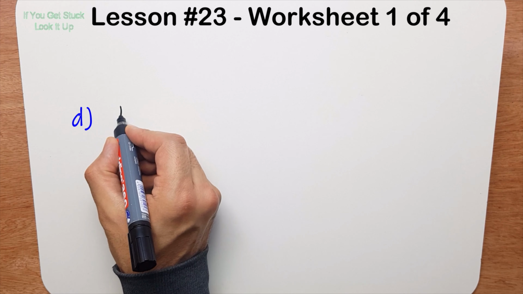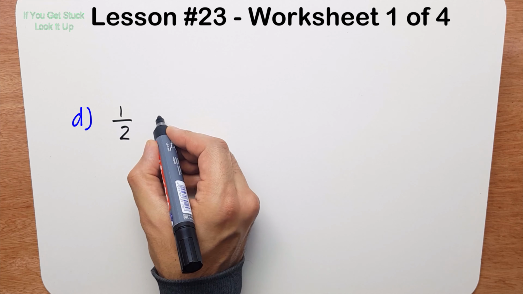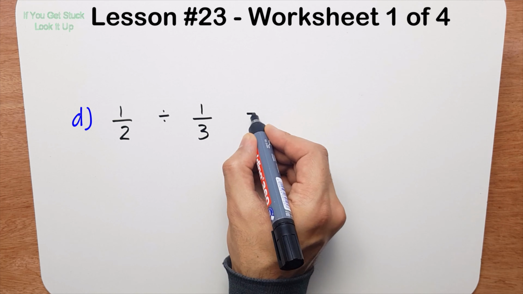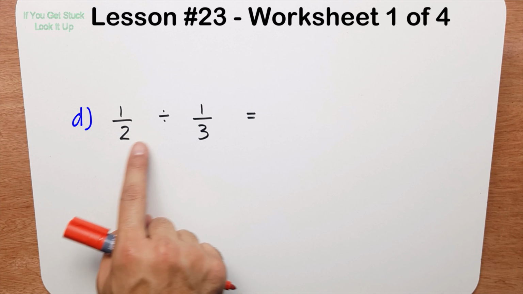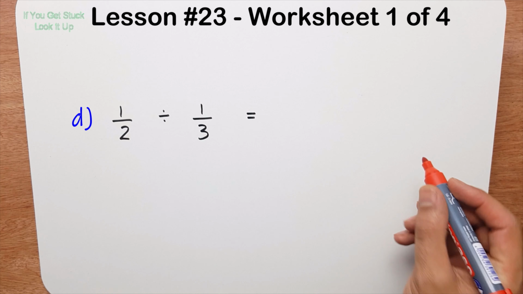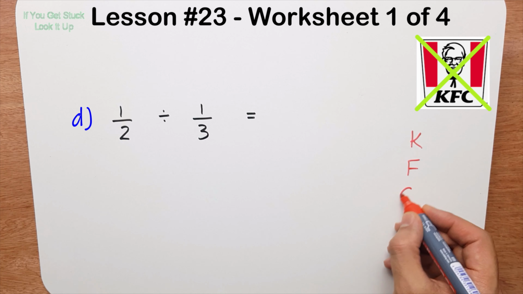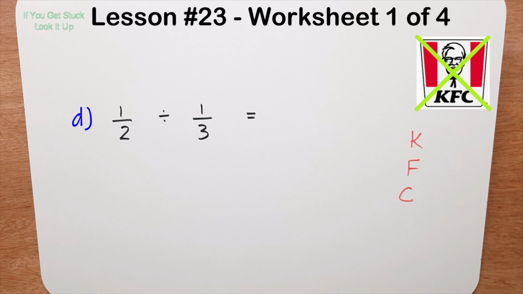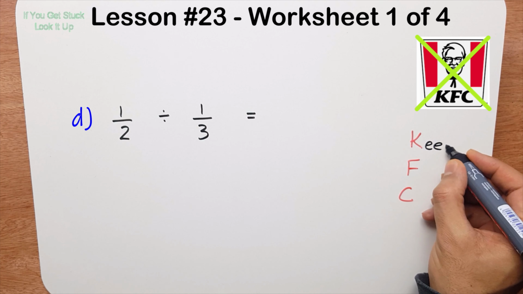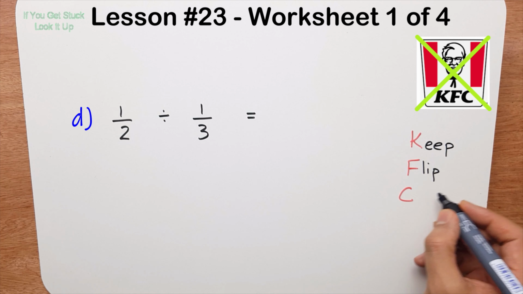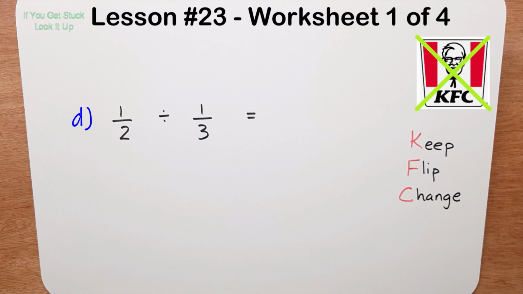My fourth fraction is 1/2 divided by 1/3. And remember what we said when you're dividing two fractions? K, F, C. Keep the first fraction the same, flip the second fraction and change the divide into a times.